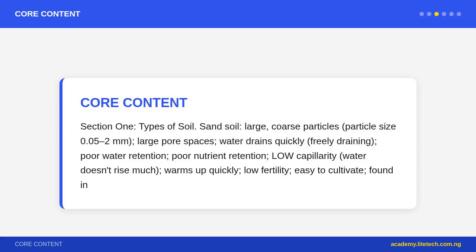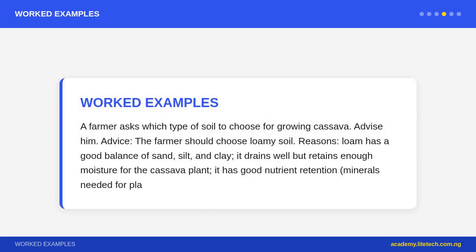Soil organisms in Nigeria: earthworms burrow through soil, improving aeration and drainage, and mix organic matter into mineral soil. Their feces, called casts, are rich in nutrients and an indicator of healthy, fertile soil.